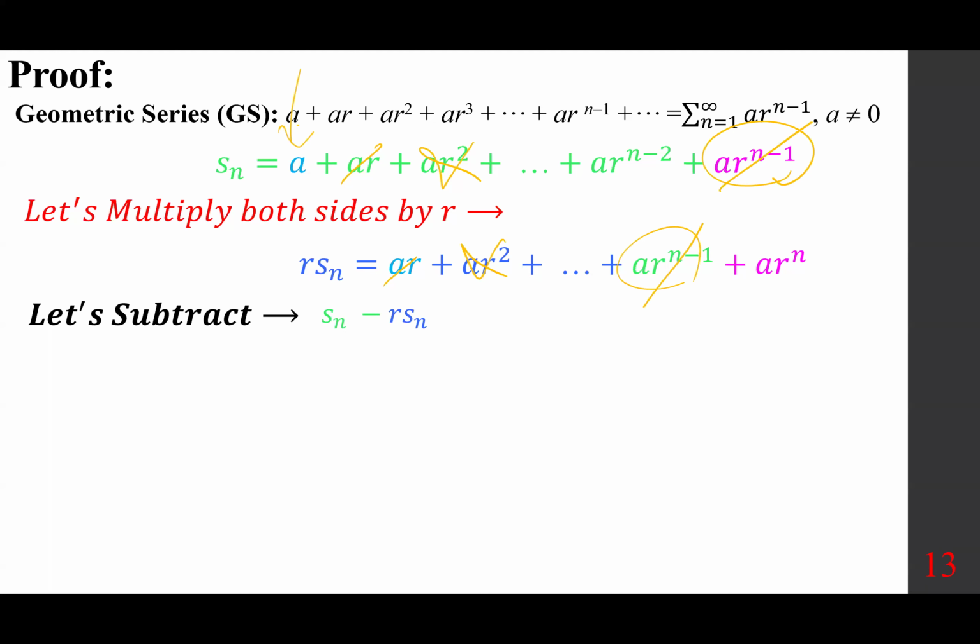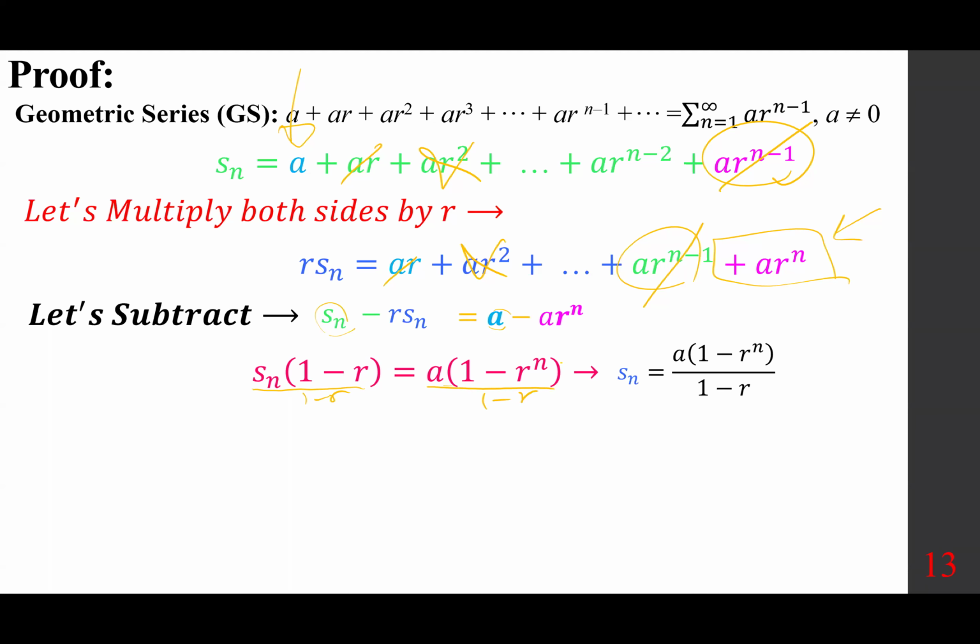So you're left with the first one here, a, minus the last one here, a r to the power of n. From the left side, we take out the common factor of s sub n. And from the right side, we take the common factor of a. Divide both sides by 1 minus r. And that's a proof that s sub n is a times 1 minus r to the power of n over 1 minus r.